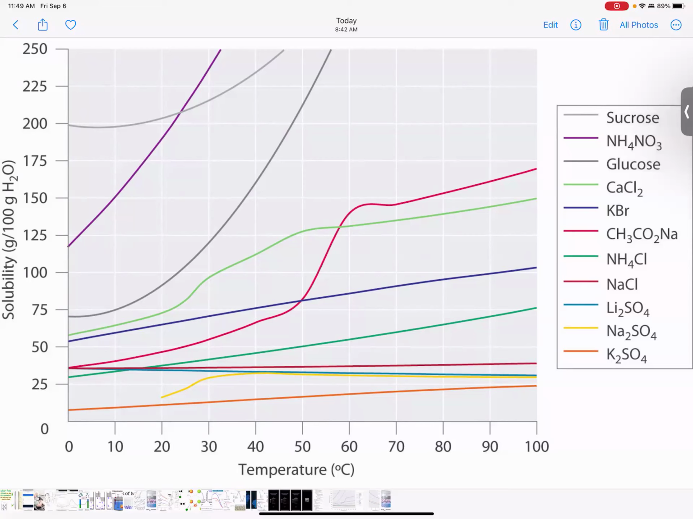So which ones? Lithium sulfate is exothermic, meaning if I dissolve lithium sulfate I don't need to increase the temperature, because if I increase the temperature, I'm going to decrease how much lithium sulfate can be dissolved in water. Whereas most of them are endothermic: you increase the temperature, you increase the amount that can be dissolved.